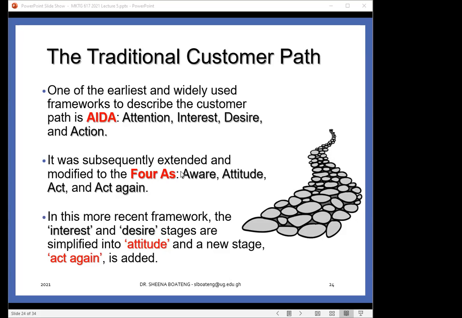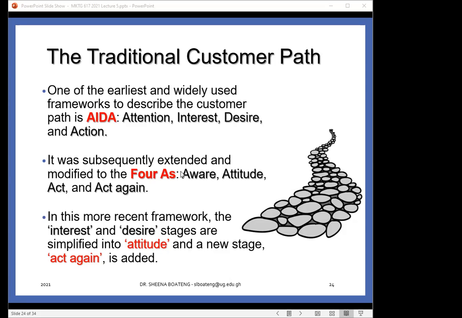So in the era prior to connectivity, when we were discussing the traditional customer path, we as marketers used a framework which was referred to as the AIDA model. Who has heard about the AIDA model before? Anyone heard about the AIDA model? Wow, it's a common model in marketing. Yes, I have. Good. That we use to dissect the customer path, right?